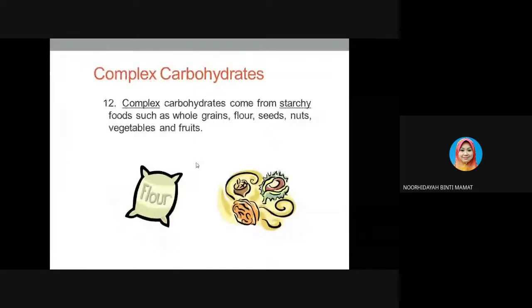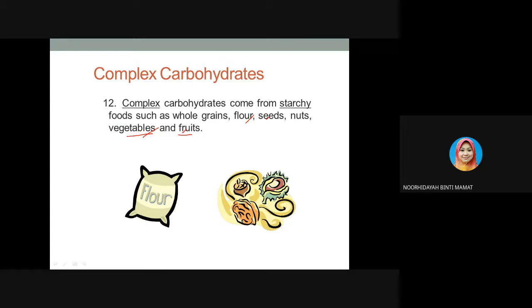Still on the complex carbohydrates, they come from starchy foods such as whole grains, flour, seeds, nuts, vegetables and also fruits. Just now some of the vegetables and fruits were also mentioned under simple sugar, right? So complex carbohydrates can also be obtained from some of the other vegetables and fruits.